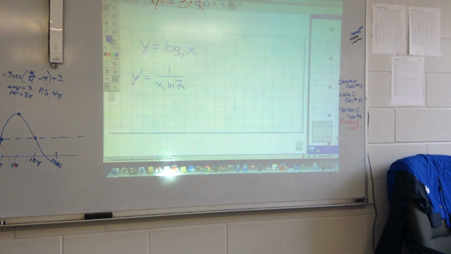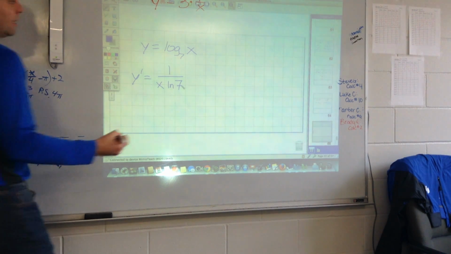Will we have to prove the derivatives on there? I think possibly this logarithm one I'll put on there, not on the one for tomorrow. We're not proving anything tomorrow. We're just doing derivatives. So memorize those.